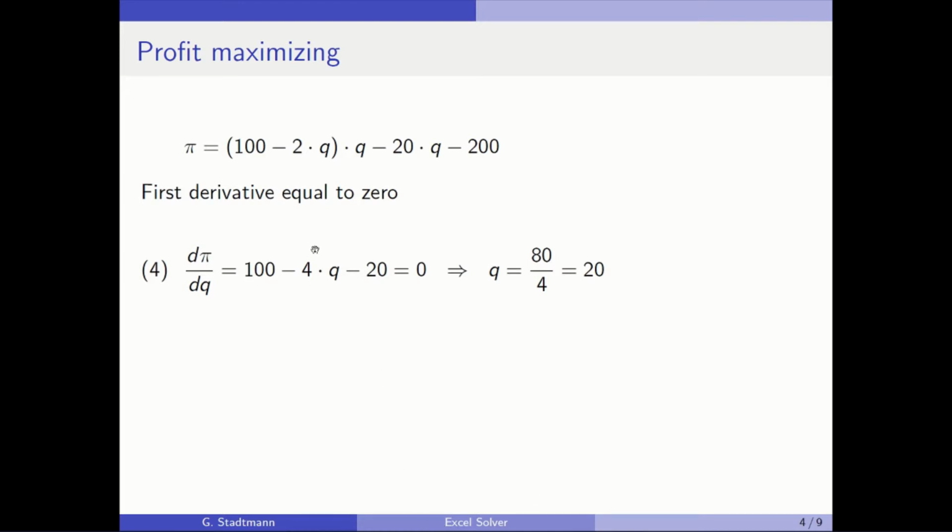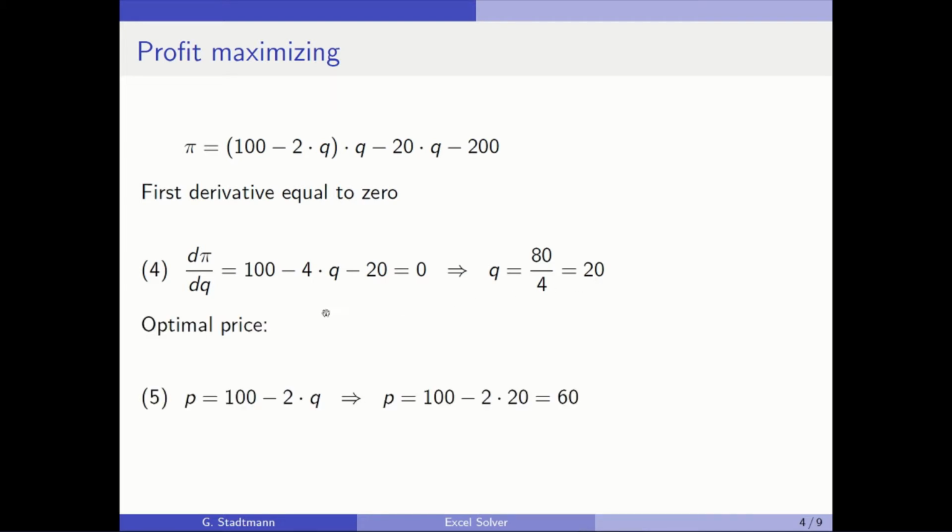We have to compute the first derivative. We have to differentiate the profit function with respect to Q, and then set the first derivative equal to 0. Let's do that. We get 100 minus 4Q. This stems from the revenue function. So marginal revenues are given by this term, 100 minus 4Q. And then the marginal costs are given by the variable cost of 20. When we solve this relationship for Q, it is the case that Q is equal to 80 over 4, or the optimal quantity is equal to 20.